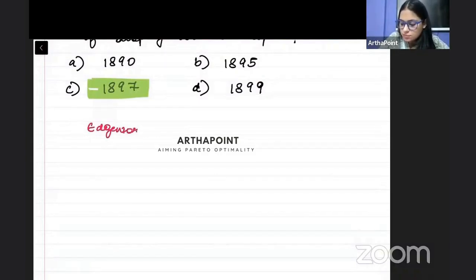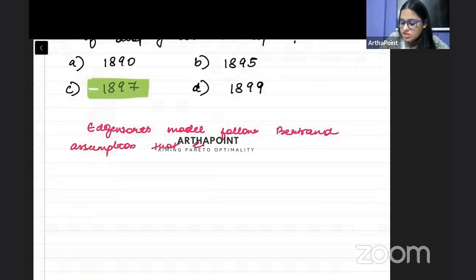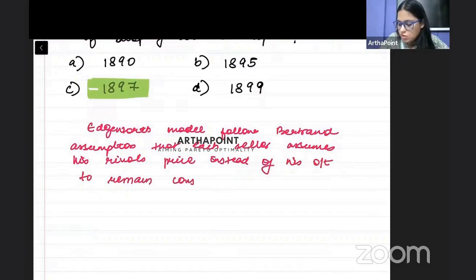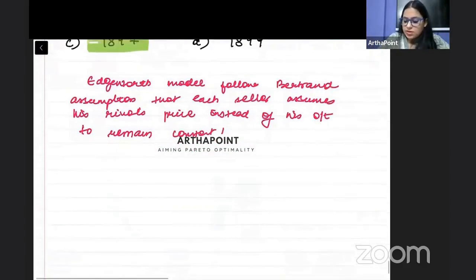Edgeworth model follows Bertrand assumption that each seller assumes his rival's price instead of his output to remain constant. Everyone will make a note of this statement. Okay, beta. Next question.